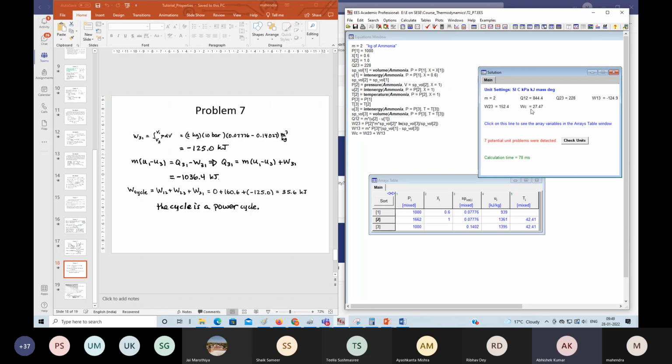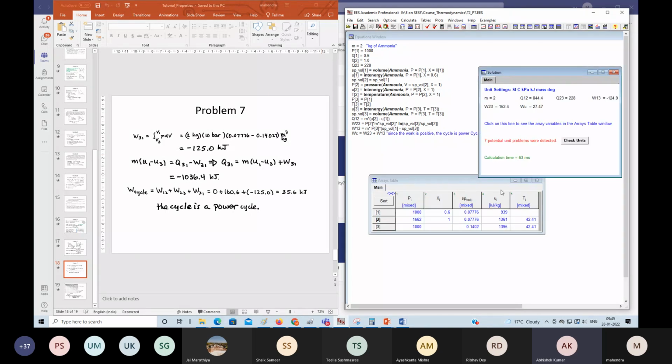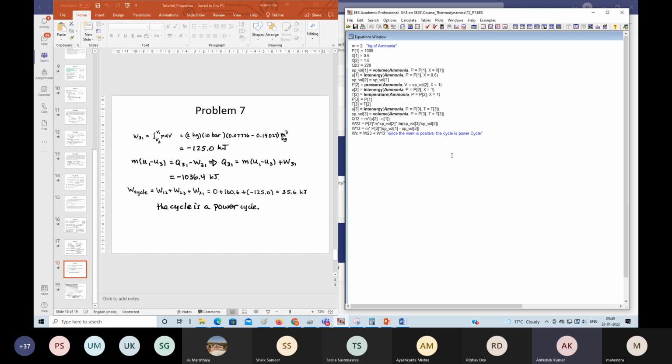So what is this net work? It is 27.47. So that is positive. So we can write, since the work is positive, the cycle is as required. So this is the procedure we have followed. Regarding that, let me check and come back to you, whether the properties table is changing something, or what the textbook has written. So this is about our code we have written.